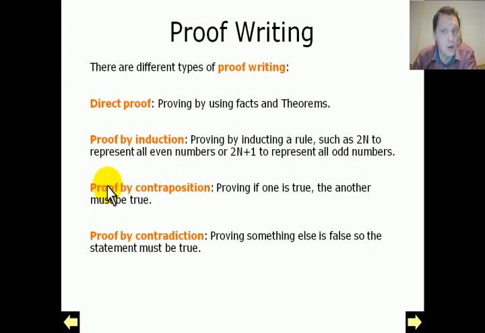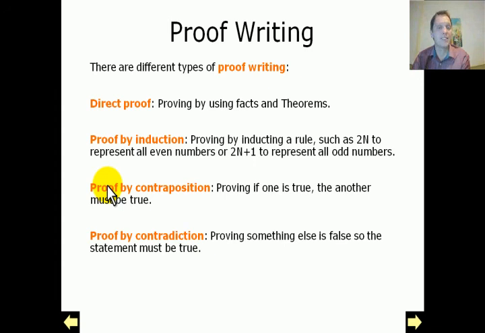Proof by contraposition. So we are proving if one is true, the other must be true. So what we're actually doing is implying that if we were to prove that something else within maybe its sequence or within its group is true, then the other must be true.